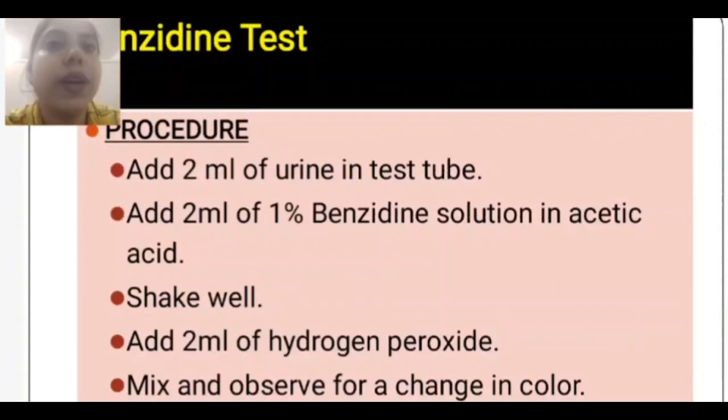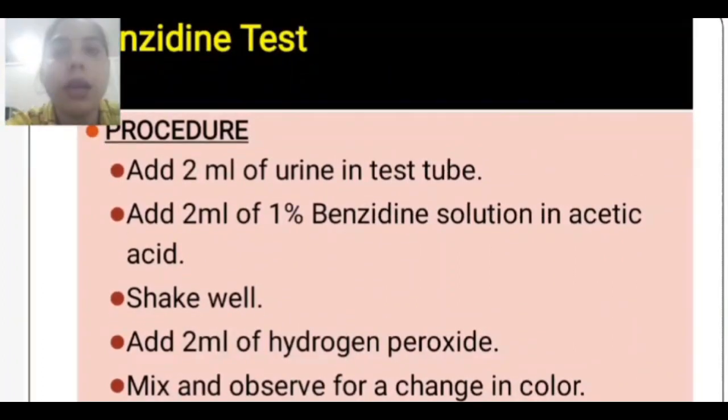So when hemolysis occurs in the body, RBCs release the Hb pigment, that is hemoglobin, and hemoglobin starts appearing in the urine sample. Then we have the negative result. Negative result would be when there is no color change in the test, and that means there is an absence of Hb in the urine sample.